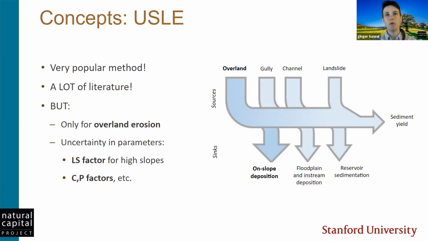Also, there's known high uncertainty in a few of the key parameters, such as the slope factor on high slopes, where landslides might be more common. The C and P factors are notoriously difficult to supply precisely. However, in the spirit of InVEST, it's a simple and relatively easy to apply method. And that is the goal with all of our models.